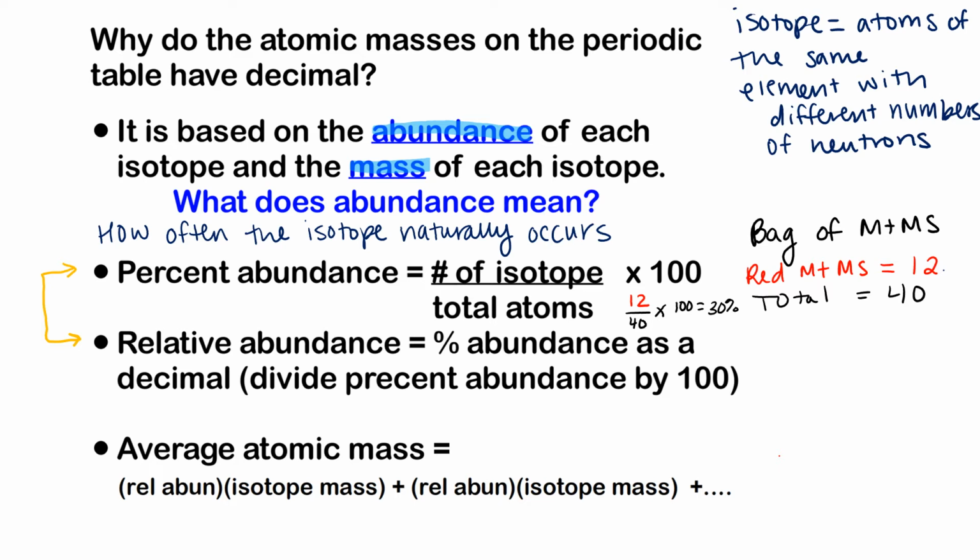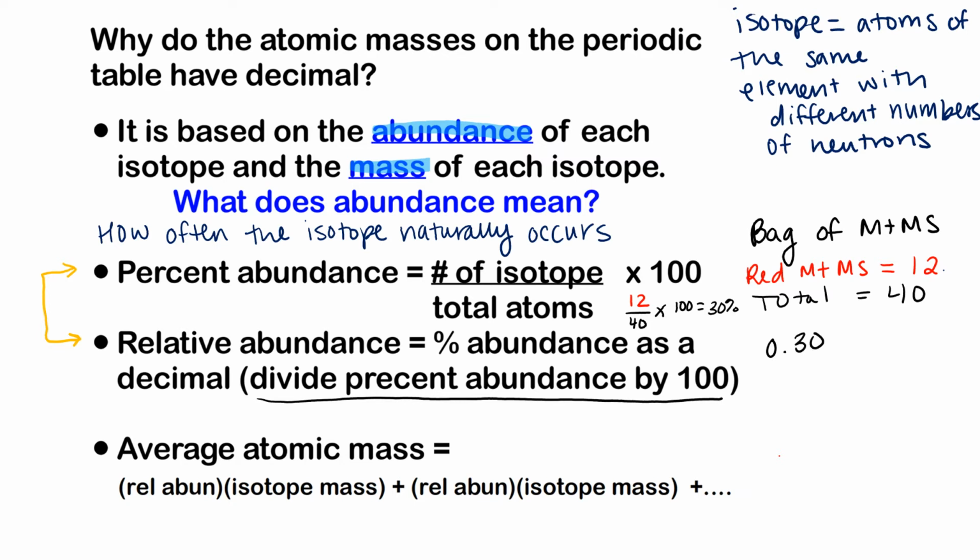Well, that percent abundance is also related to the concept of relative abundance. In order to find the relative abundance of an isotope, you're simply going to take that percent abundance and write it as a decimal. The way we do that is we divide that percent abundance by 100, which is the same as moving our decimal place 2 places to the left. So our relative abundance of the red M&Ms would be 0.30.